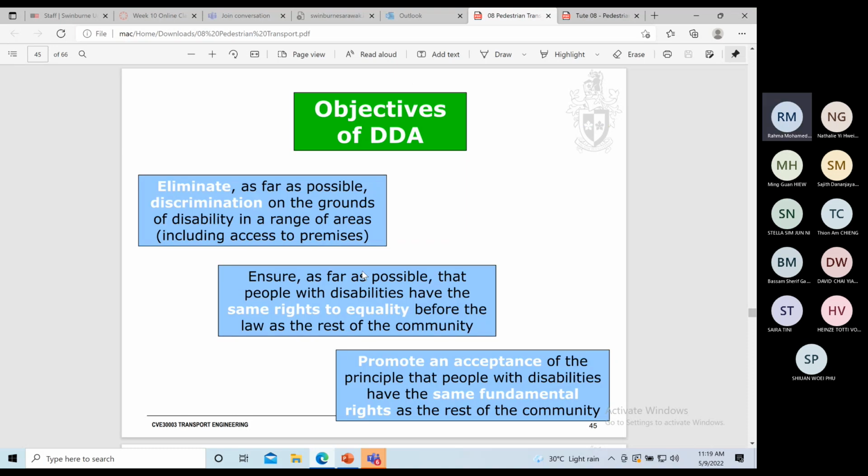So it has three main objectives. Objective number one is to eliminate as far as possible discrimination on the grounds of disability in a range of areas, including access to premises, buildings, services. Okay, and the second objective is to ensure as far as possible that people with disabilities have the same rights to equality. And the last one is to promote an acceptance among people with disability so that they feel they have the same fundamental rights as the rest of the community.